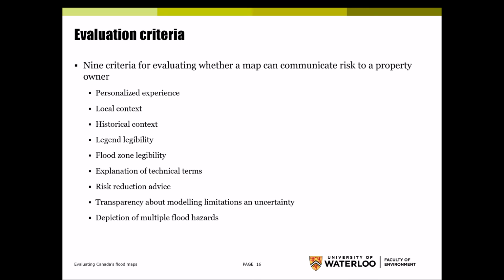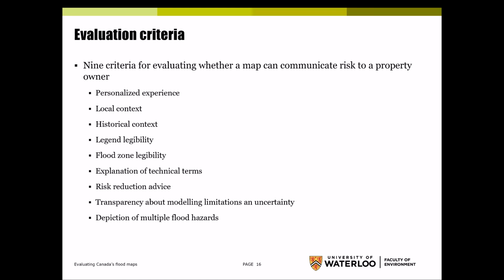You basically learn that in Mapping 101, clear legend, so that people can understand what they're looking at. And the same goes for flood zone legibility. Can you distinguish where the floodwaters are in relation to the rest of the map? Explanation of technical terms. I didn't want to see things like 100-year flood, because that's easily misunderstood by members of the public. Risk reduction advice.